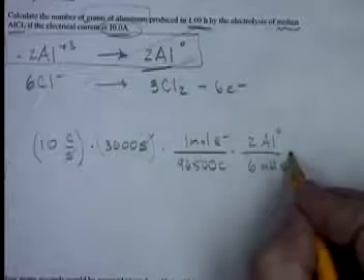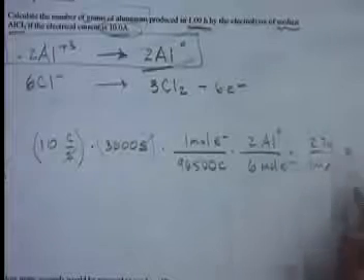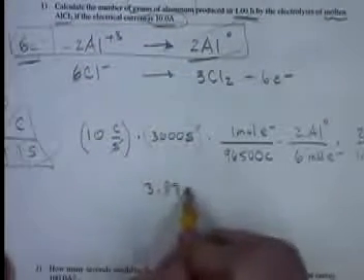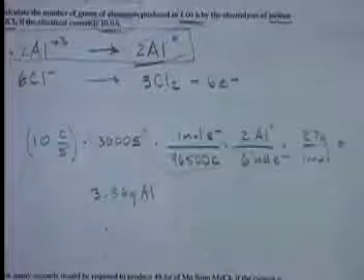And using the periodic table, there are 27 grams in 1 mole. And if I multiply all of those together, I should end up with something around 3.36 grams of aluminum. This may be off by just a little bit from your calculations. Your book uses a little more exact value of 96,500 coulombs.